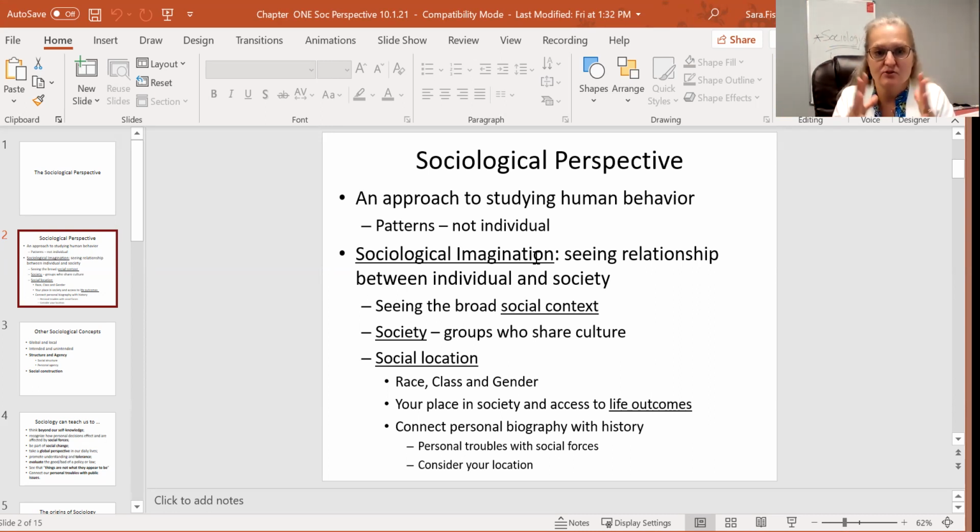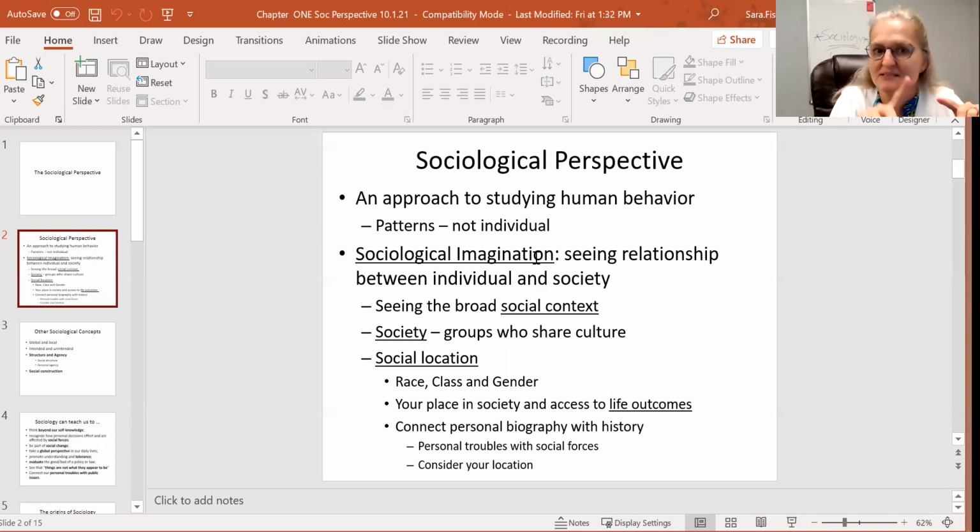So that's what the sociological imagination asks you to do, is to take this big picture perspective, right? To look at the whole sky. And so one way you can think about that is you can think of it like the social context, the situation, not just that one tree in the forest, right? But the forest, right?